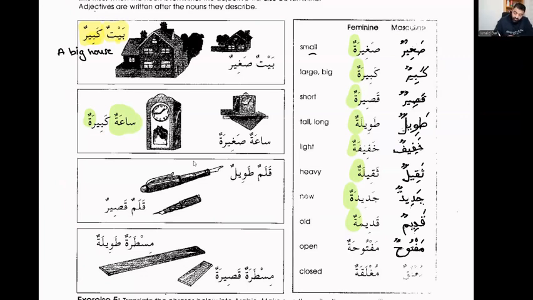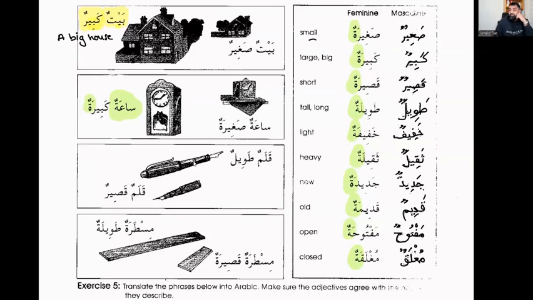And then the last one, closed, would be mughlaqun. And then the female version would be mughlaqatun. Good. So you understood that now. So if you've got a male, it stays as it is. If it's a female, you simply add the tun.